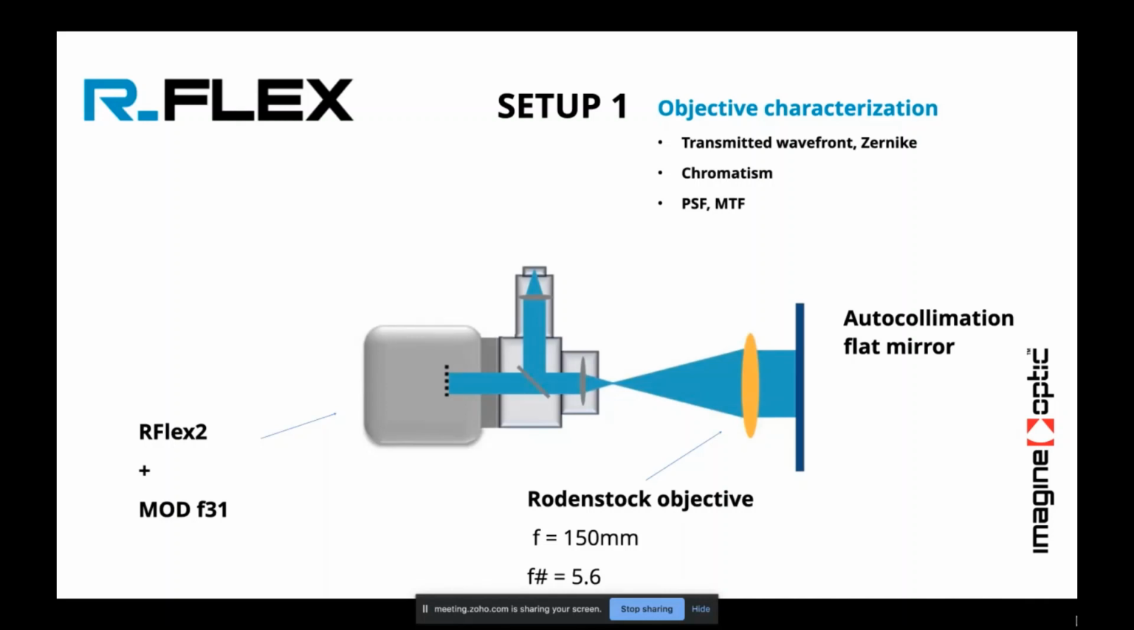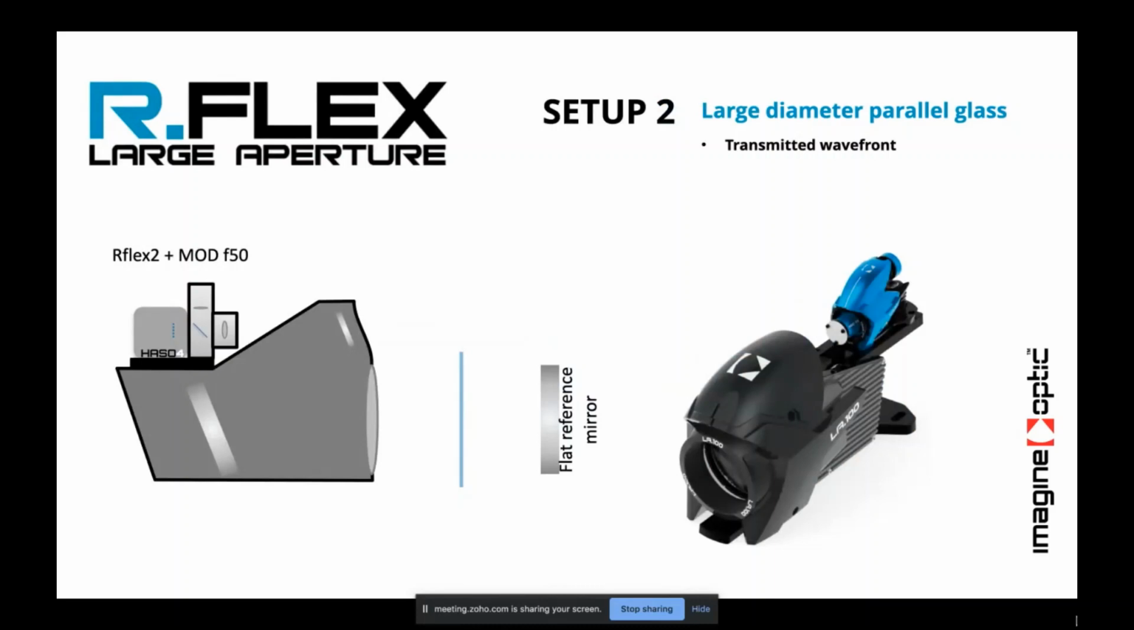And thanks to WaveView software, we'll be able to see the point spread function and the modulation transfer function of this objective. And then I'll take the R-FLEX 2, remove it from the first setup and install it on the second setup, which is a large aperture platform. As you see here, the beam now is enlarged by a series of two flat mirrors and a big lens. So now the beam is 100mm diameter. And again, it is reflected by a flat mirror. And if you put, of course, an optical filter, an optical window, whatever, with a larger diameter, we're able to see the influence of this component on the wavefront and characterize the element.